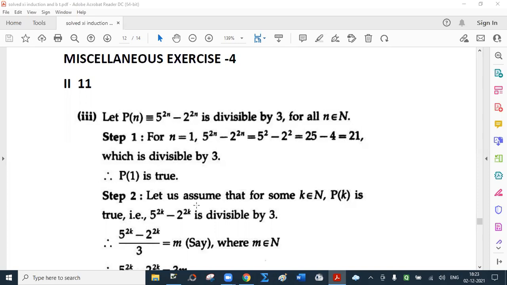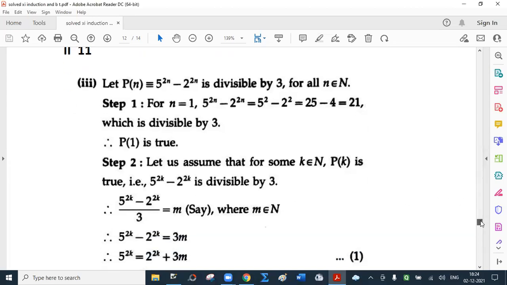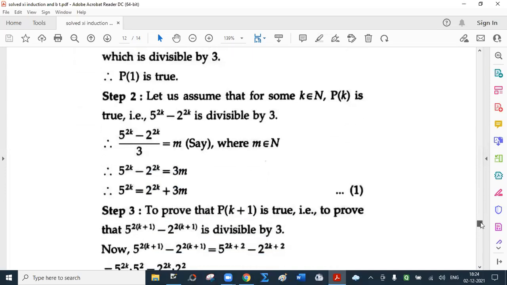Second step, let us assume that for some natural value of k, Pk is true. That is 5 raised to 2k minus 2 raised to 2k is divisible by 3. Means if you divide this by 3, you get a natural number, say m. So if you cross multiply, you get 5 raised to 2k minus 2 raised to 2k equal to 3m. So 5 raised to 2k is 2 raised to 2k plus 3m, number 1.